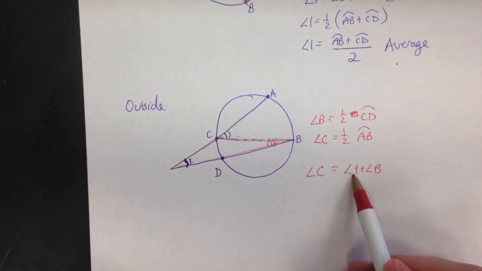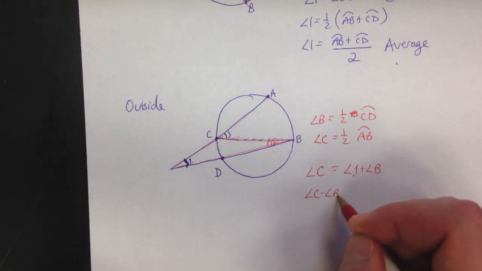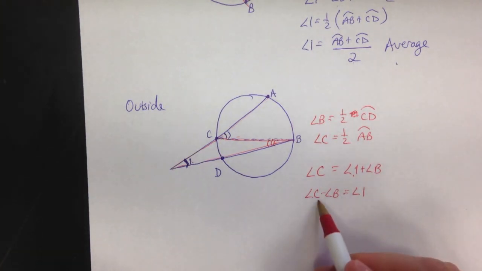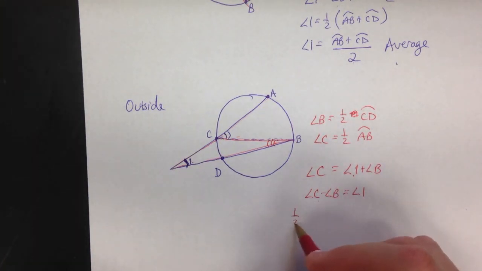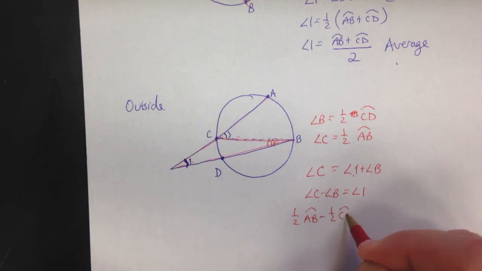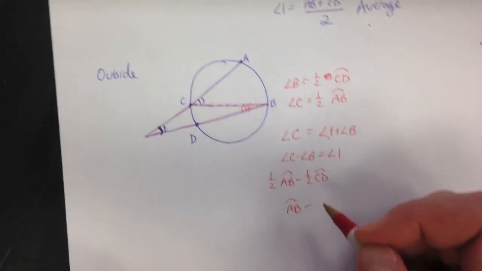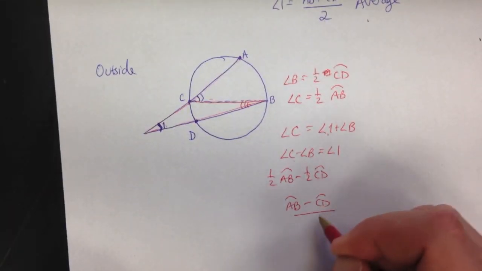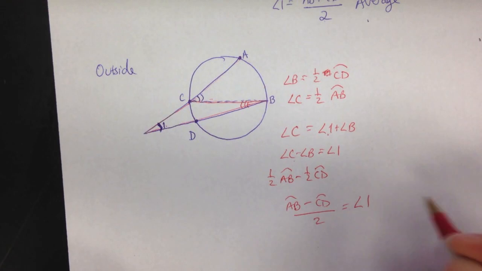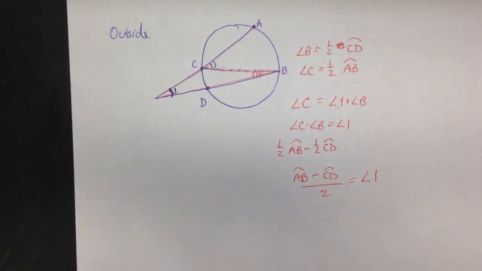But I'm trying to solve for angle 1, so I can subtract angle B, and that's going to be angle C is 1/2 arc AB minus 1/2 arc CD. I'm going to write that as arc AB minus arc CD over 2. That's equal to angle 1. And that's the big arc minus the little arc divided by 2. So that's the proof. And that is the end of the notes.